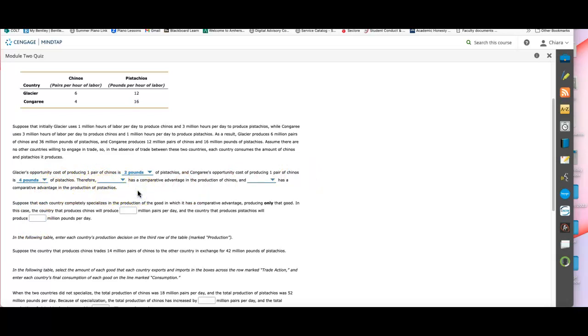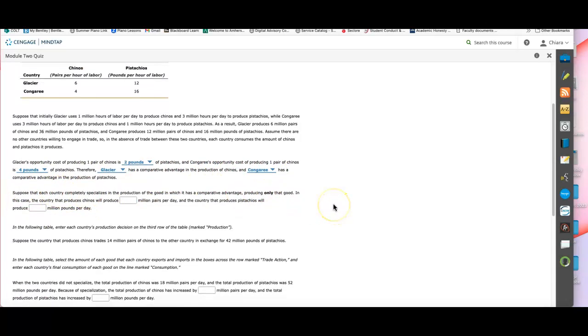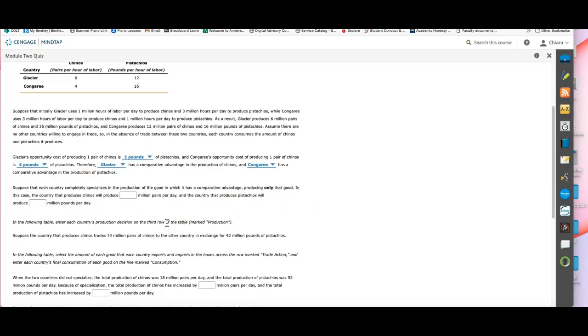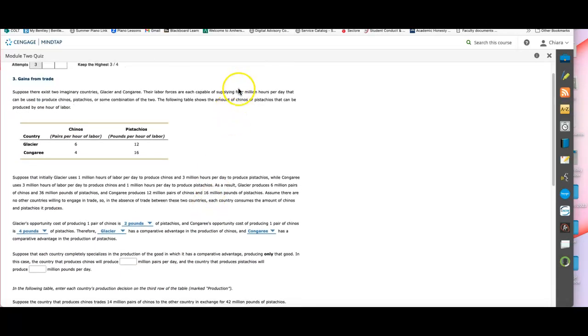So who has the comparative advantage? Who has the lowest opportunity cost in producing that extra pair of chinos versus the pistachios? Therefore, we know that Glacier has a lower opportunity cost in producing an extra pair of chinos. So Glacier has a comparative advantage in the production of chinos, and Congaree has a comparative advantage in the production of pistachios. Now suppose that they completely specialize. What does that mean? That the 4 million hours that they have available, they're going to dedicate entirely to the production of one or the other.